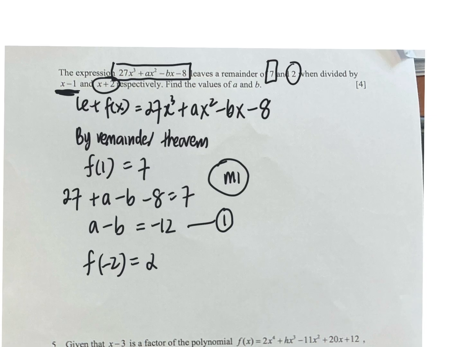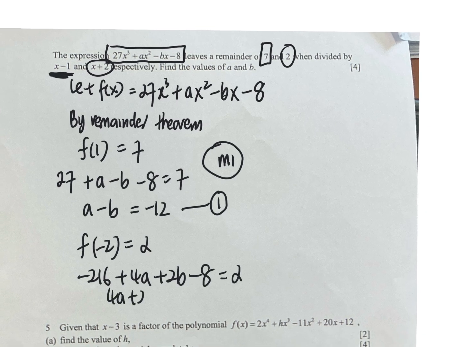Minus 8 times 27, 4a, 2b. So my equation is this one.